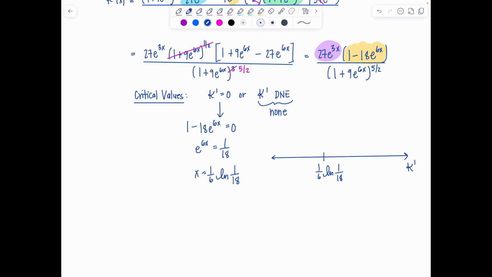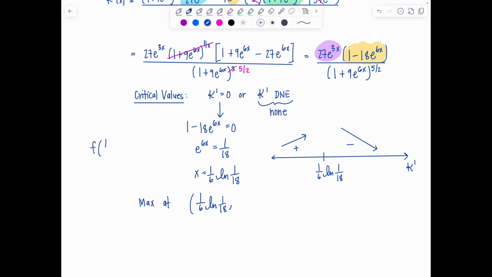Anyways, on this side, the derivative's positive, which tells me my function's increasing, and on this side, it's negative, so it's decreasing. So that tells me, yes, indeed, we get a local max. So we have a max at x equals 1/6 natural log of 1/18. And then the problem did ask for what the point was. So I need the function value.